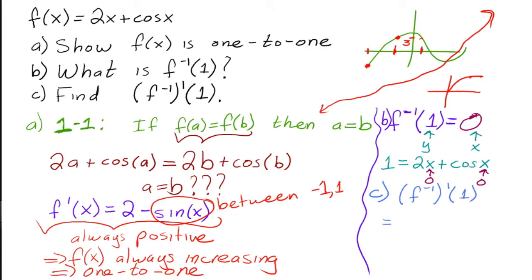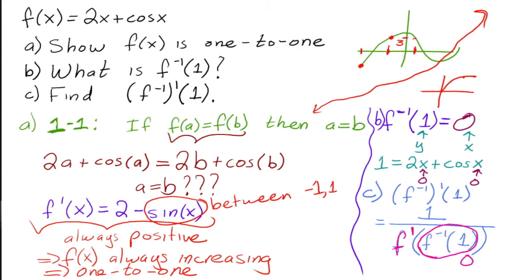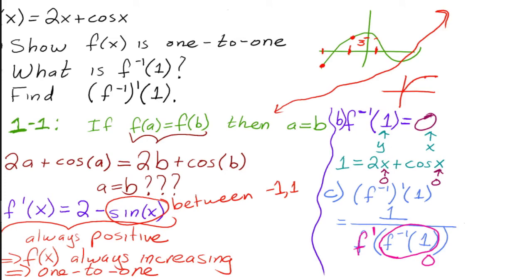Okay, now part C says what's the derivative of the inverse at 1. To find this, we use our formula that we've been using. This would be 1 over f prime of f inverse at 1. We already know what f inverse of 1 is, we just found it to be 0. So then what we're looking for is f prime at 0. Well, we actually already found f prime. f prime of x is 2 minus sine of x.